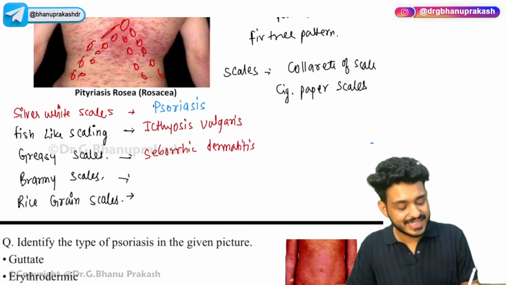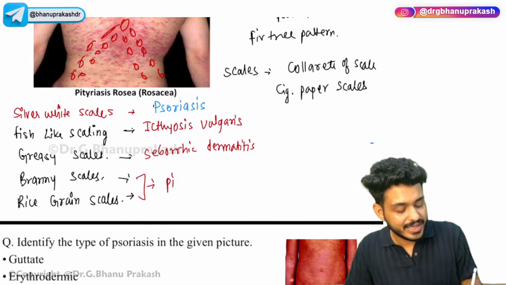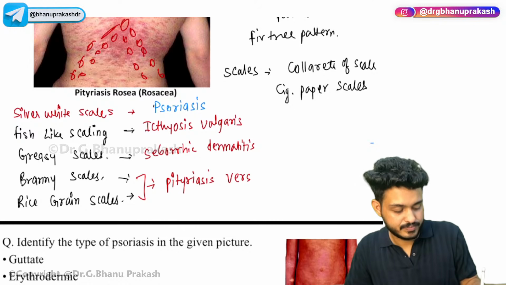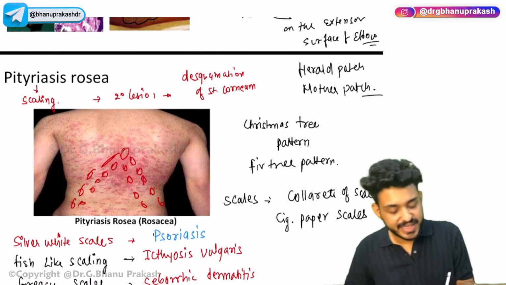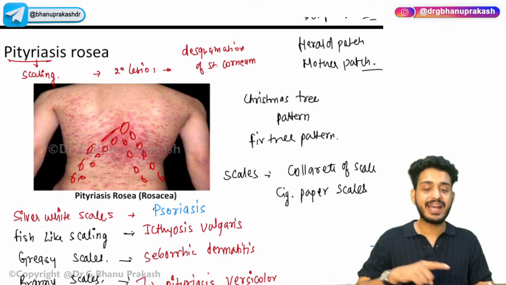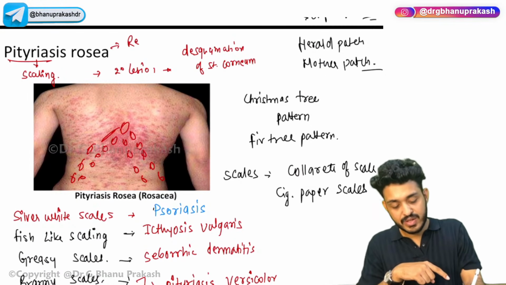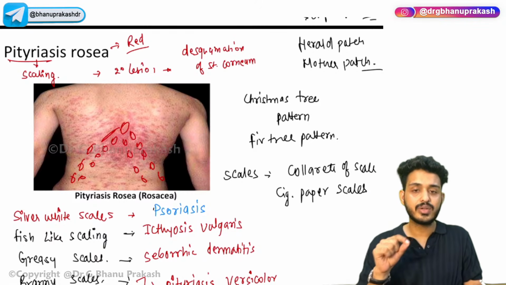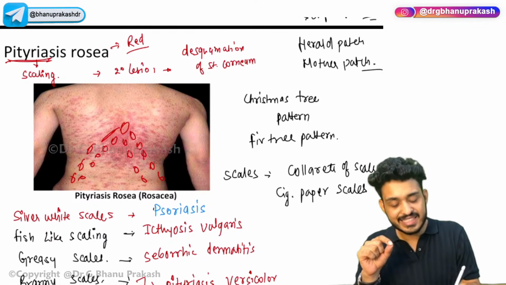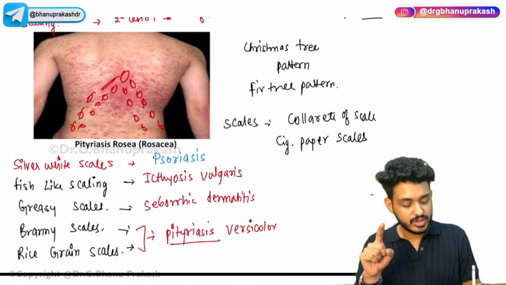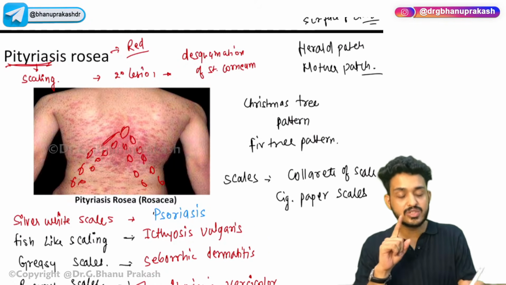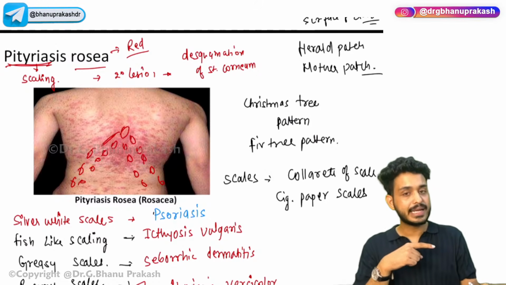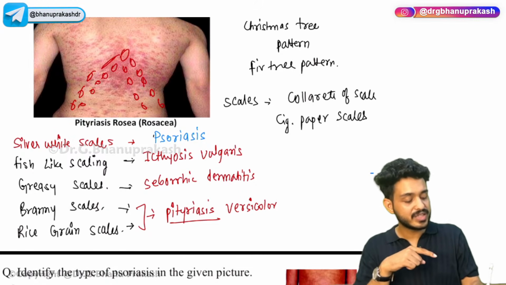Brainy scale or rice grain scale, they are seen in one disease that is known as pityriasis versicolor. Remember guys, this is pityriasis rosea. Rosea will be red structure. Just try to differentiate. Just try to listen to me very carefully. Pityriasis simply means scaling. We are having two types of pityriasis. One is rosea. Rosea is for red color.